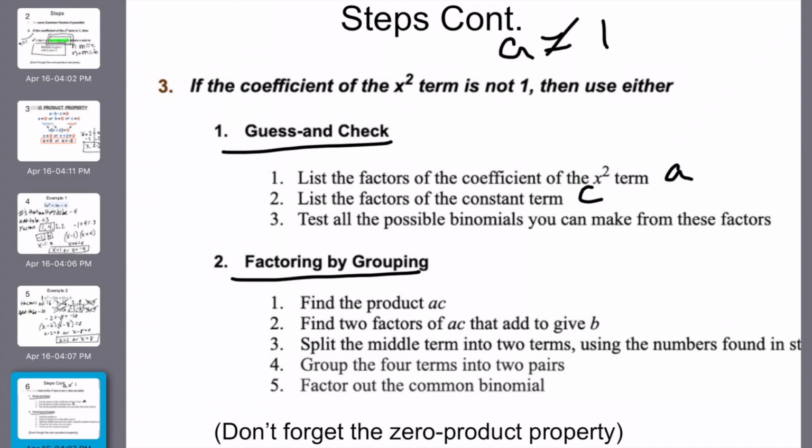Again, guessing and checking can lead to some frustration, which is why I suggest that whenever our a term is not 1, we go ahead and factor by grouping. Similar to what I did in the first one, I need to find the product of a times c. I need to find the two factors of a times c that add to give b. And then I need to split the middle term, my b, into those two factors. And then I group them into two pairs and factor out the common binomial.